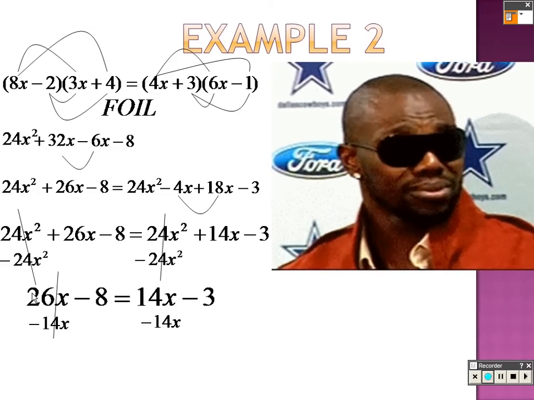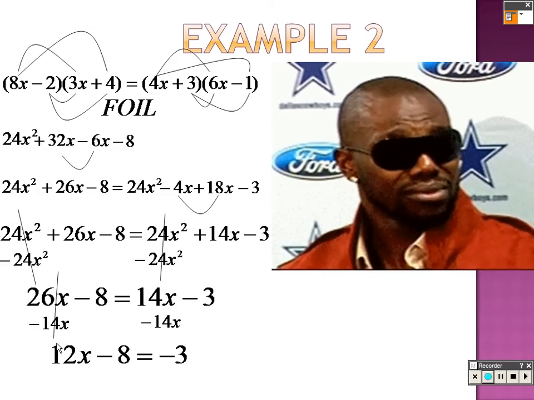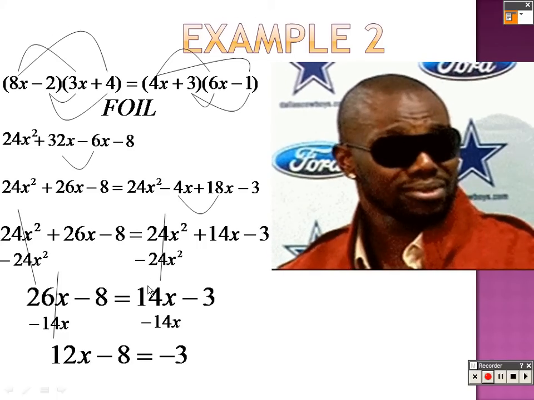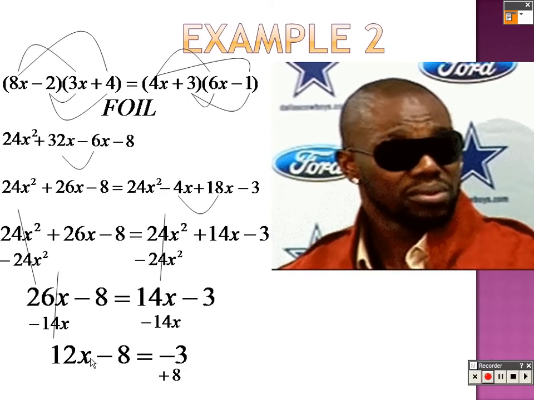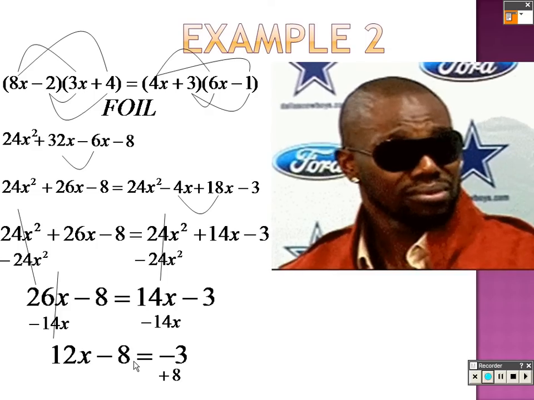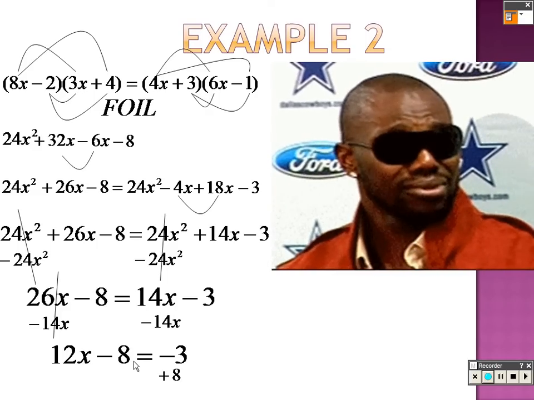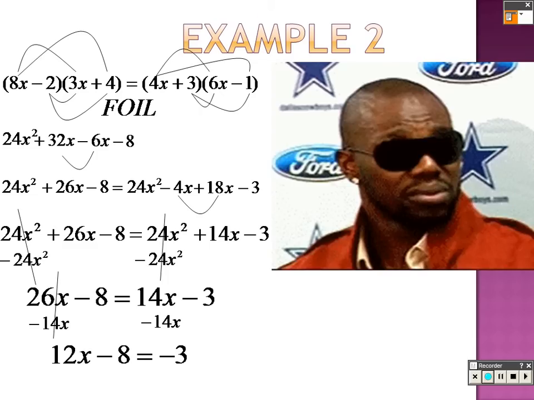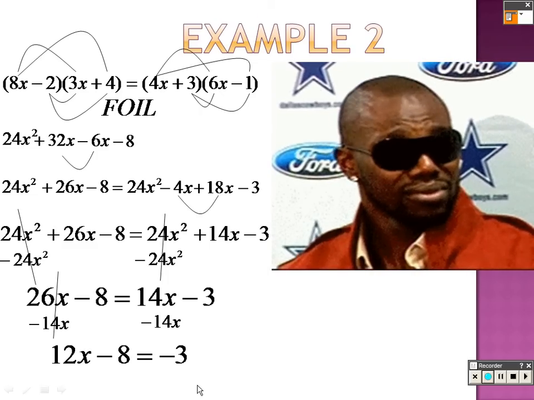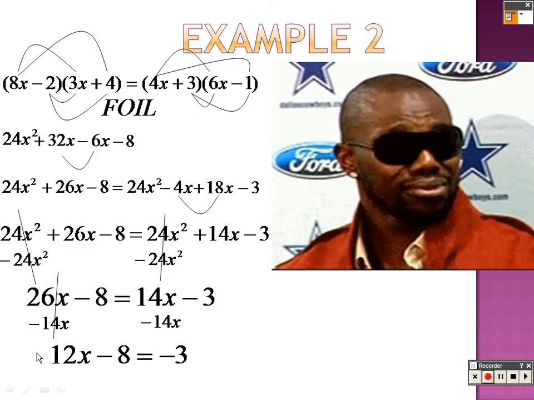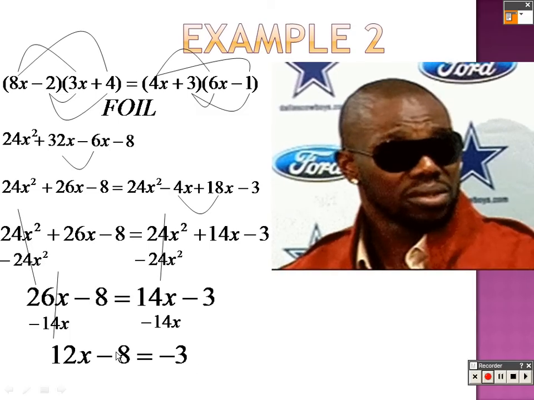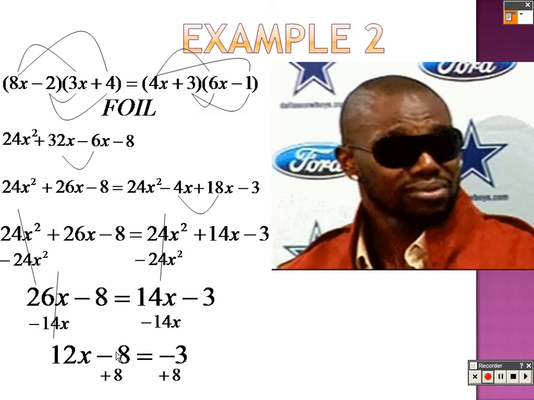And 26 minus 14 is 12x's. I have a negative 8, and on this side I still have a negative 3. So that's what I'm doing with that last step there that you just saw. I'm looking at this problem saying, hey, I moved all the x's over to this side, so why don't I move all the numbers to the right? So that's why I'm going to add 8 to both sides.